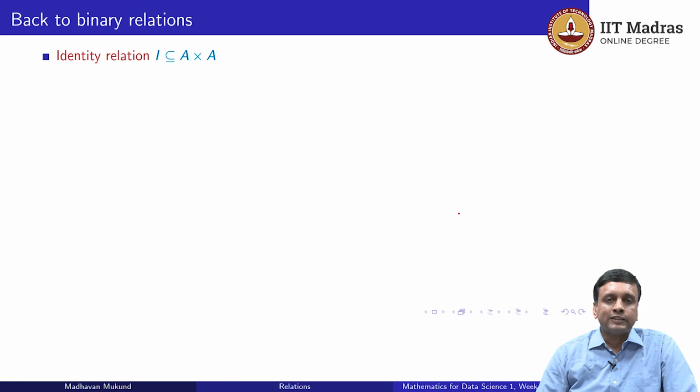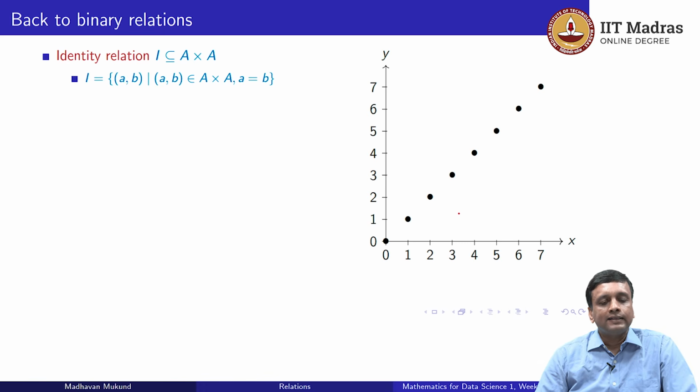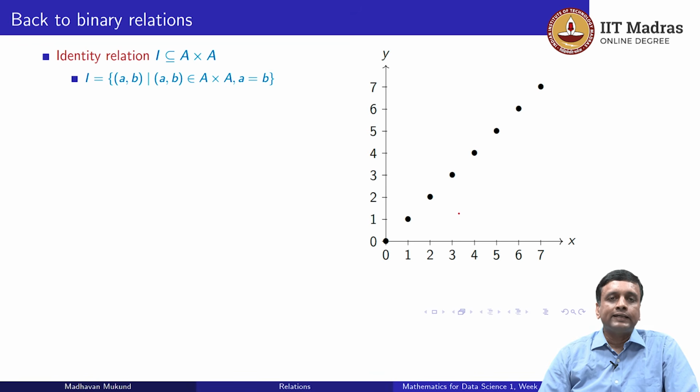So there are some special binary relations which pop up all over the place, so it's useful to know their names. The first one is called the identity relation, and as you would expect, the identity relation maps every element to itself. First of all, the identity relation is defined on 2 copies of the same set, because identity means equality.